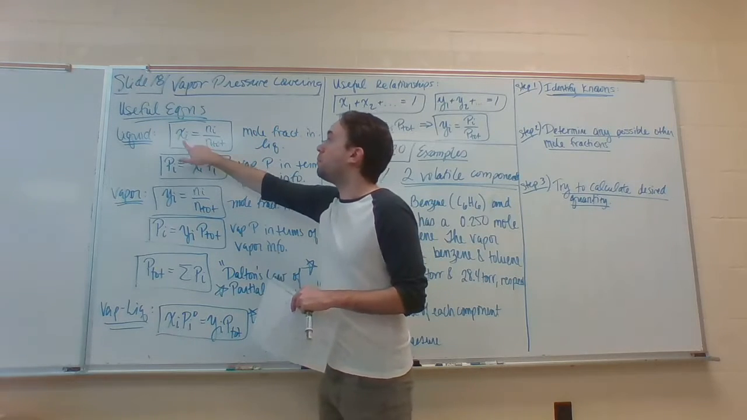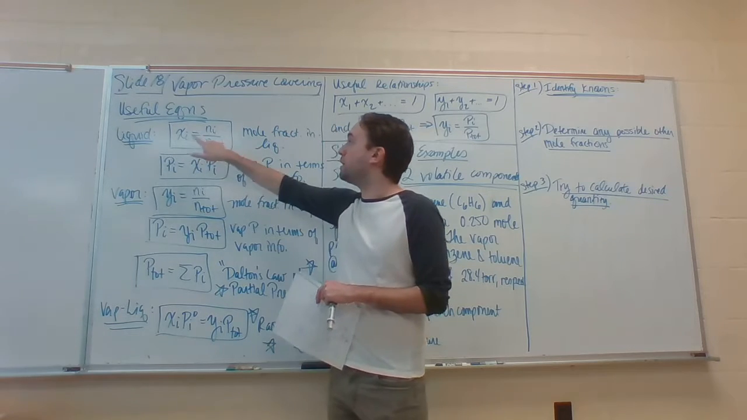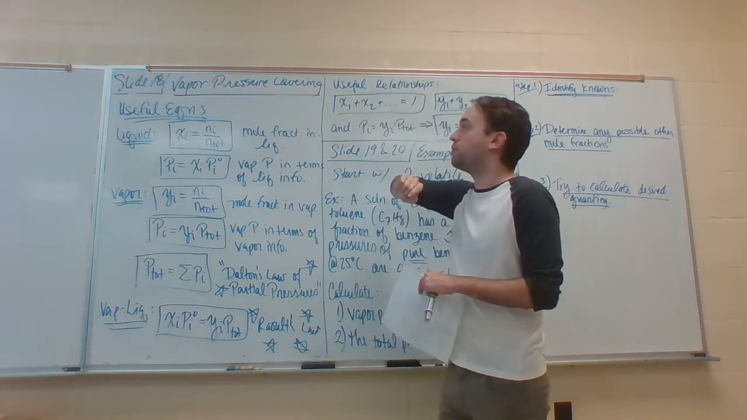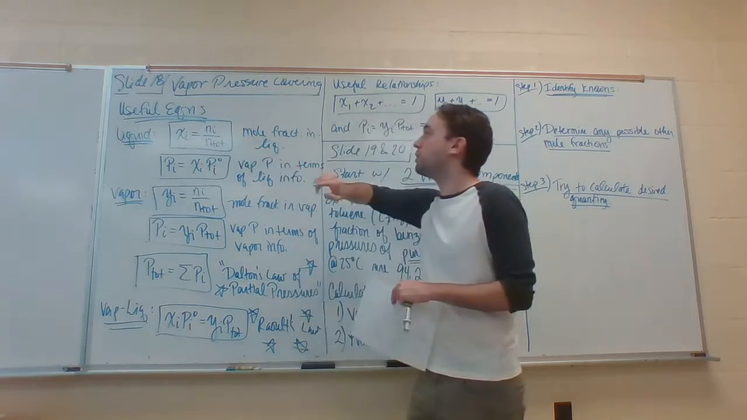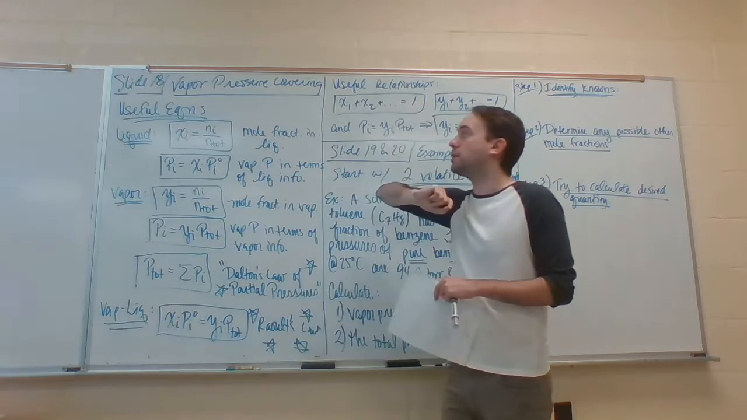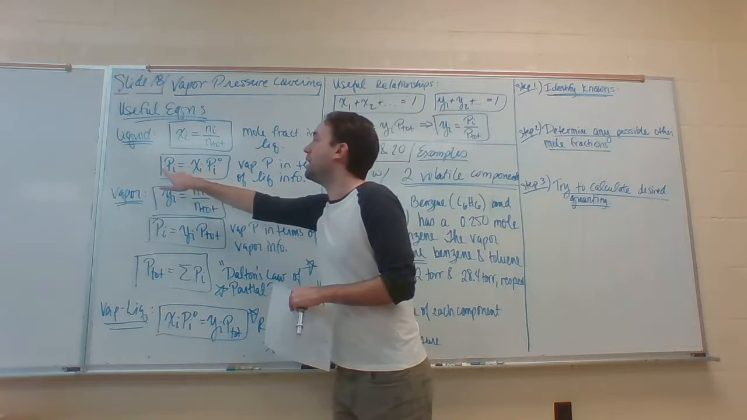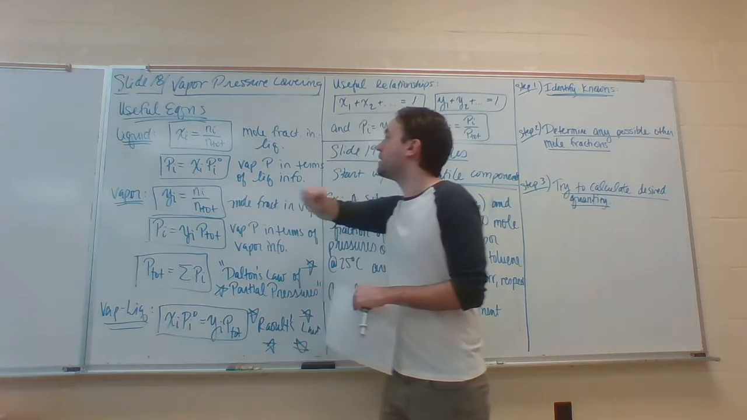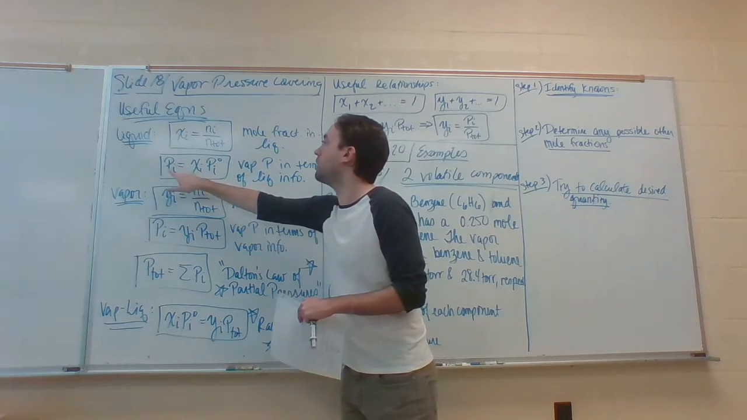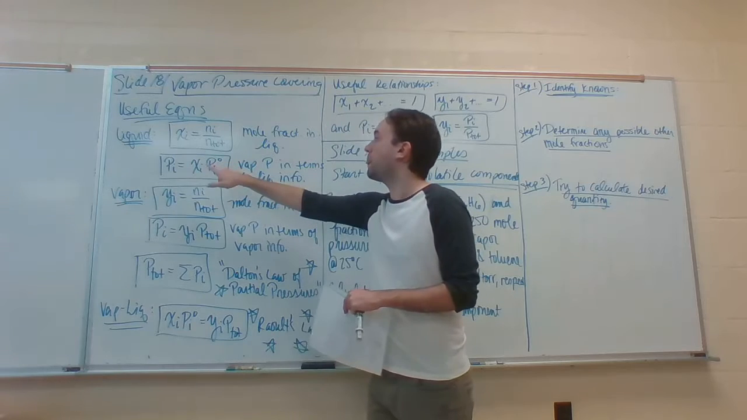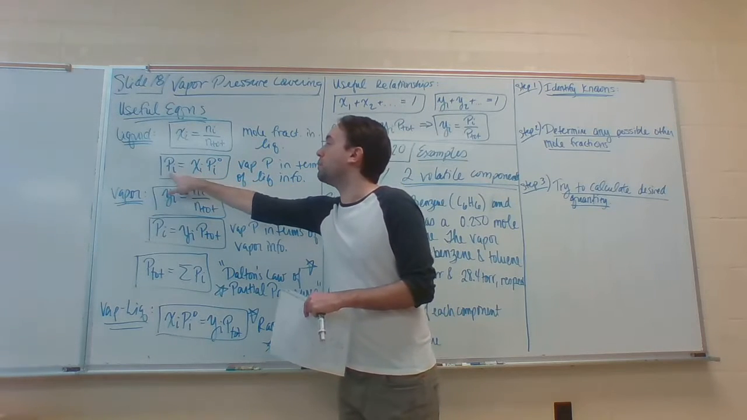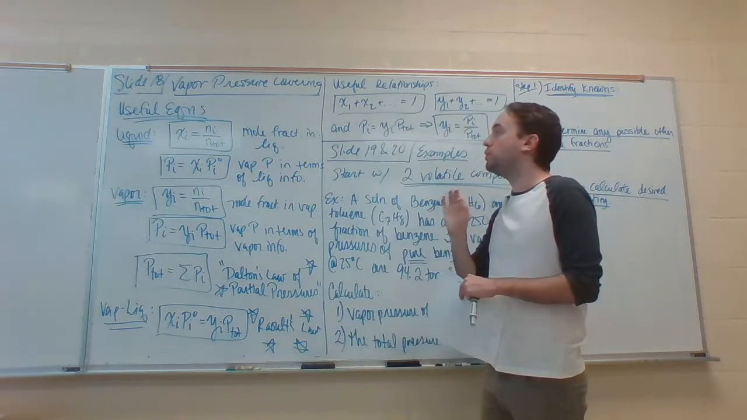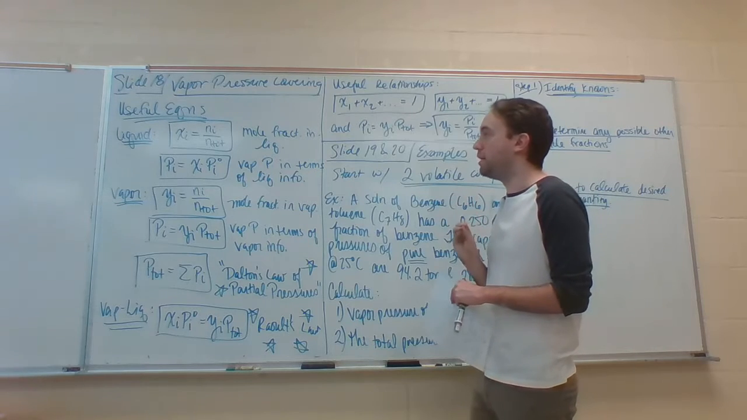For the liquid, we saw that our mole fraction of component i in the liquid was equal to our moles of component i in the liquid over our total number of moles. Again, moles of component i over moles total in the liquid gives us our mole fraction of that component in the liquid. We could also calculate our partial pressure of component i by looking at the liquid terms. So we can get our vapor pressure of component i, our partial pressure of component i, which was equal to our mole fraction of component i times our pure component vapor pressure of component i.